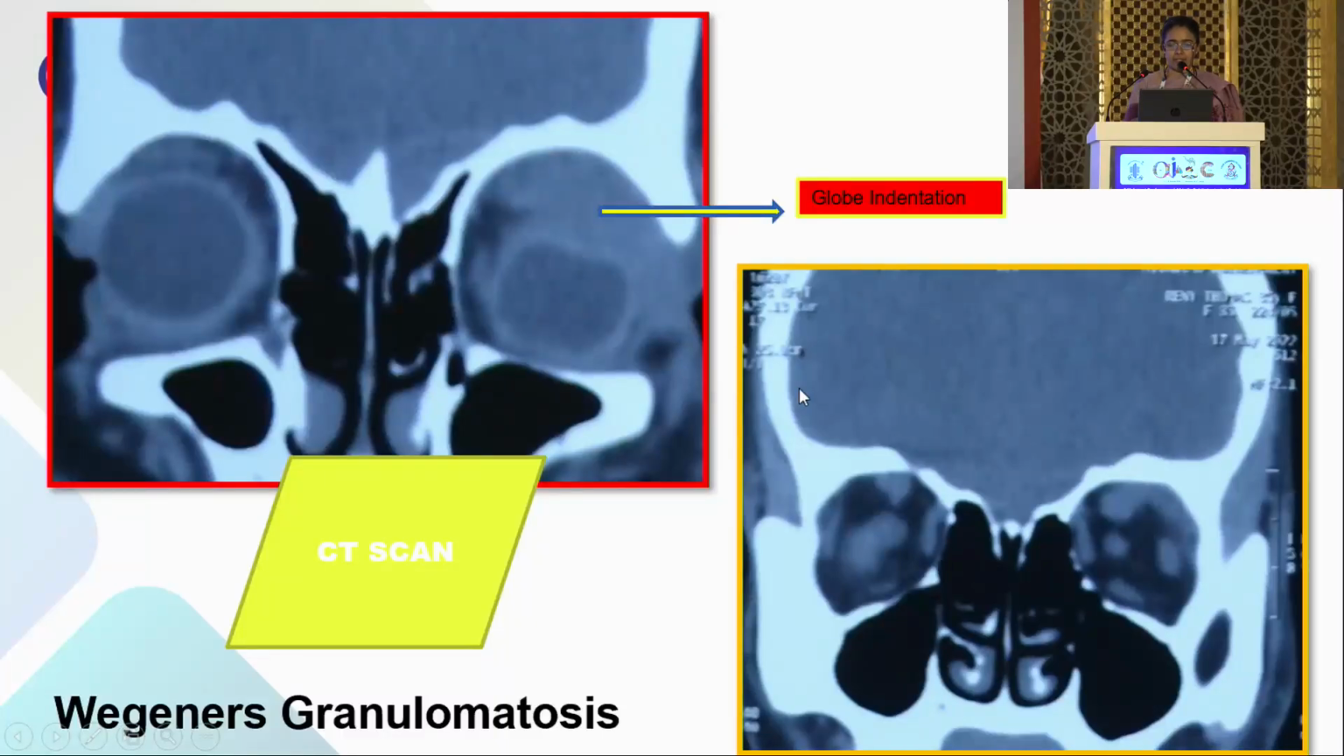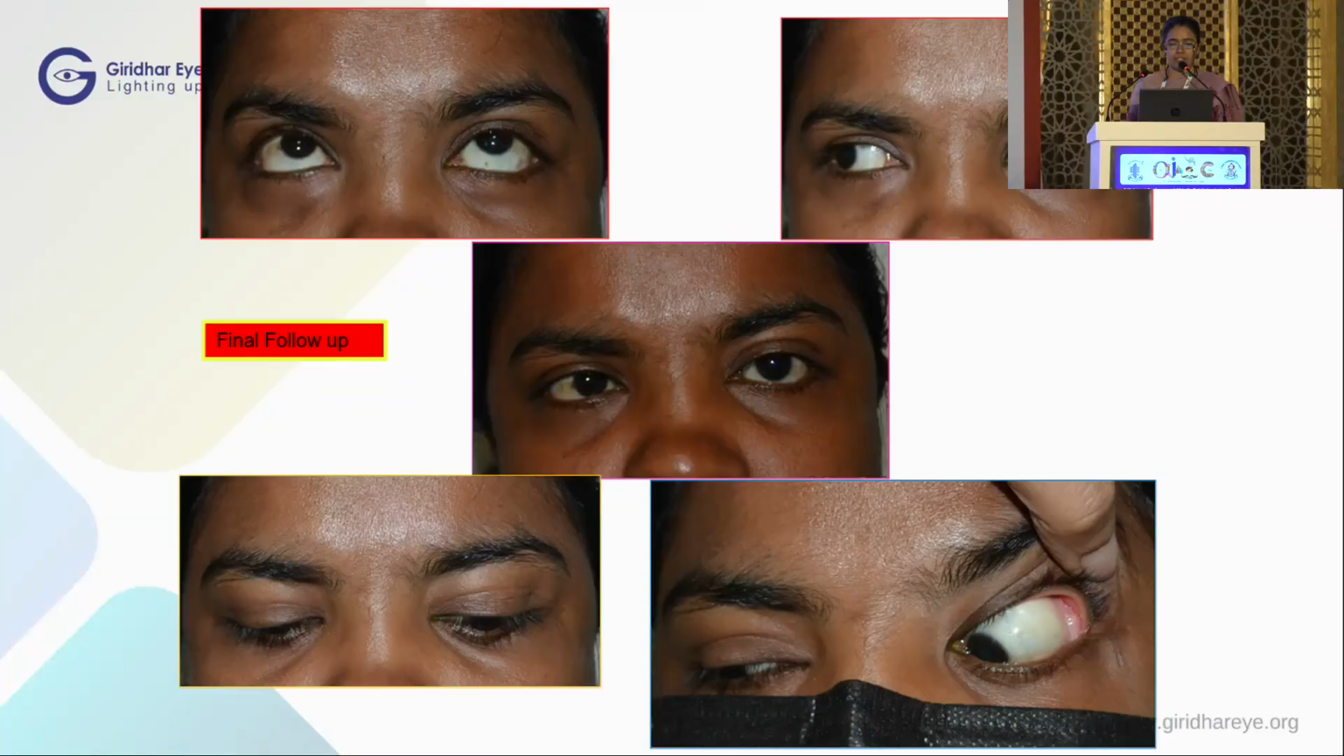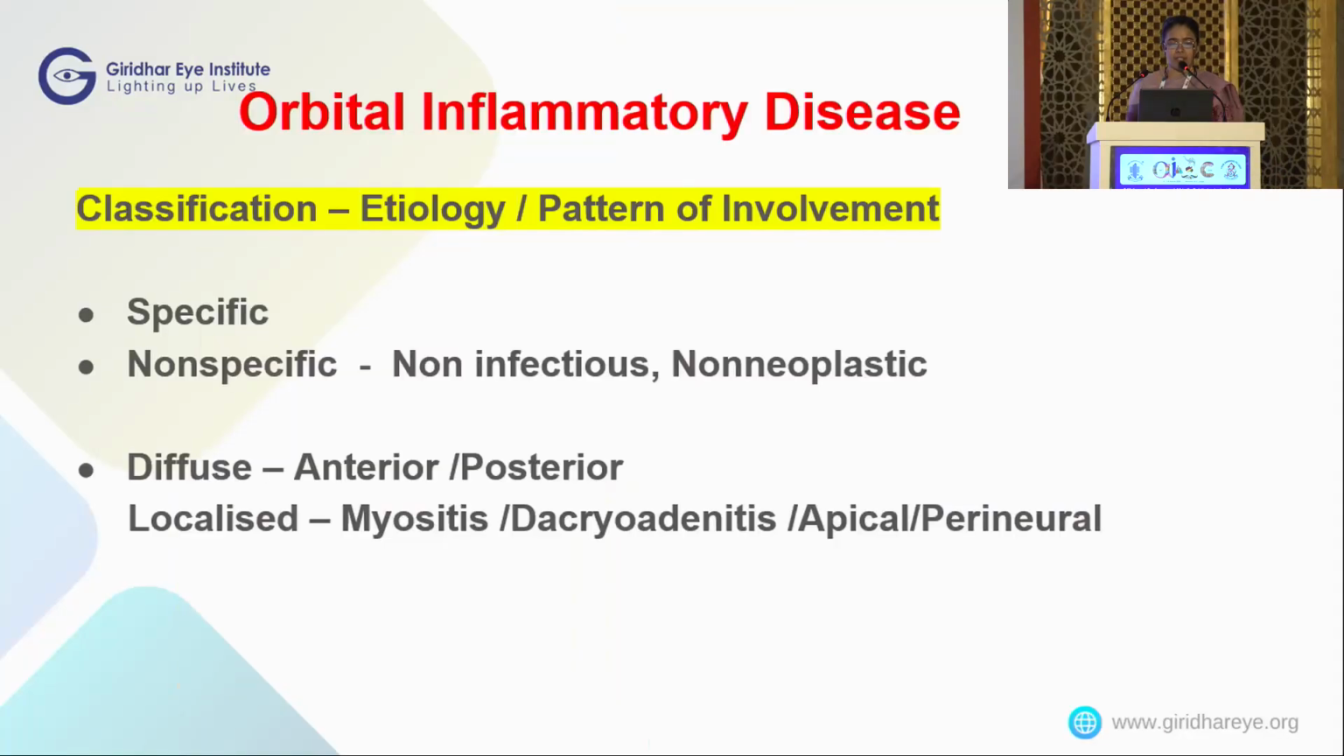Since she had already been treated with steroids and antibiotics elsewhere, we directly did a biopsy, and it turned out to be granulomatosis with polyangiitis, or Wegener's granulomatosis. She was treated in association with the rheumatologist, and she became all right with the injection rituximab, and she is currently under follow-up. So when you speak about orbital inflammatory disease, this is very important for all of us because every day and every week we come across lots of inflammations, especially in the post-COVID era.